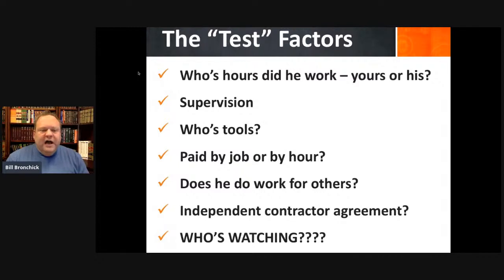And again, who's watching? A lot of people are worried about the IRS on this, but the State Department of Labor is really, really the troublesome one, and they're going to come up and give you basically a financial enema if they get word that you are trying to skirt the system by paying everybody who works for you as an independent contractor. So be very careful of this.